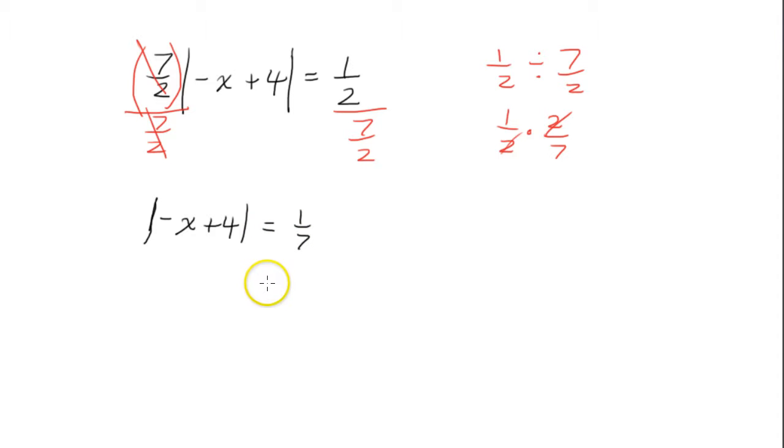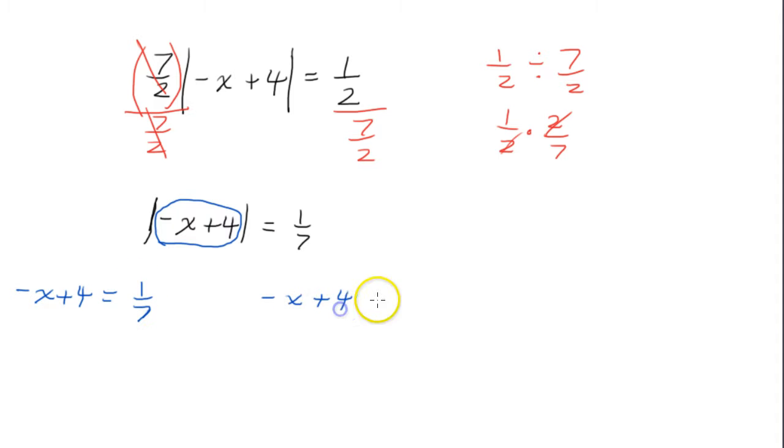Okay, now we have our two mini equations, because what's inside here, that's this part, can be equal to either positive 1 over 7, and that would give us our 1 over 7, or what's inside here could equal negative 1 over 7, and that would also be equal to 1 over 7 because it would be the absolute value of negative 1 over 7. So we'll set up our two equations. Negative x plus 4 either equals the positive 1 over 7, or we have negative x plus 4 equals negative 1 over 7.